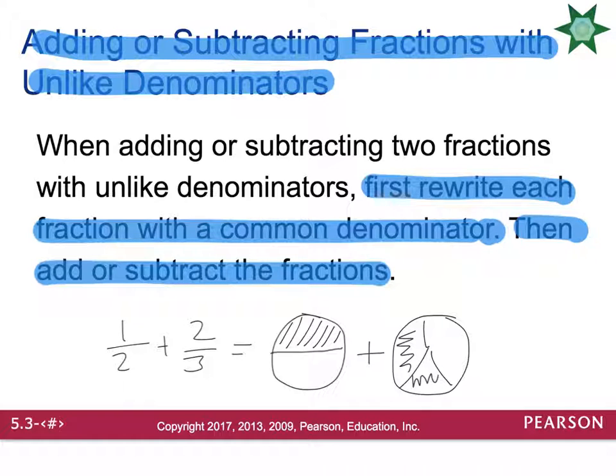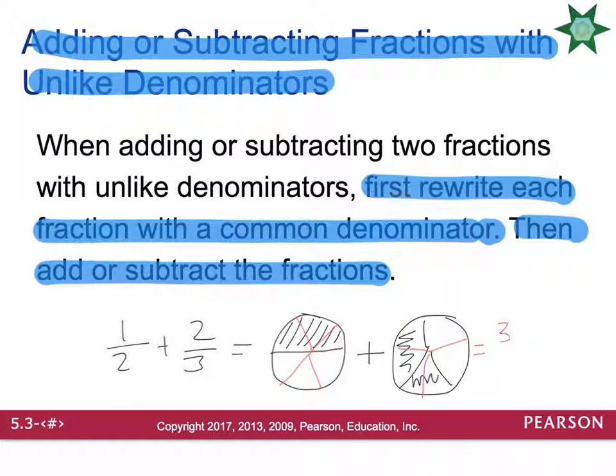So if I cut my first pizza into 3 pieces for each half, like that, and if I cut these into 2 for each third, now I have 6 pieces in each one. See that? I have 1, 2, 3, 4, 5, 6, and 1, 2, 3, 4, 5, 6, all the same size, or they're supposed to be, right?